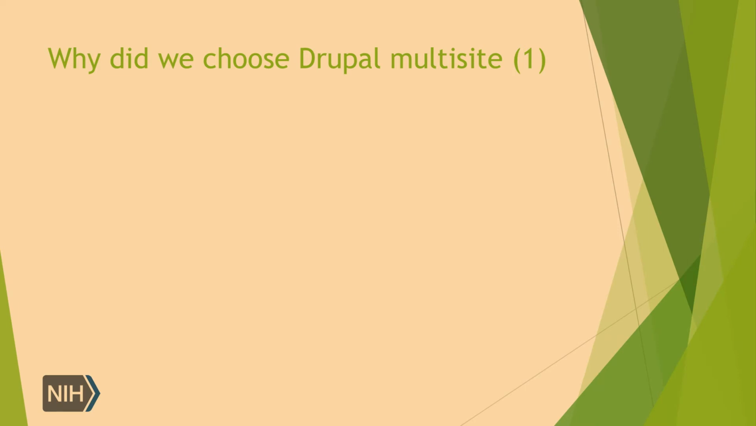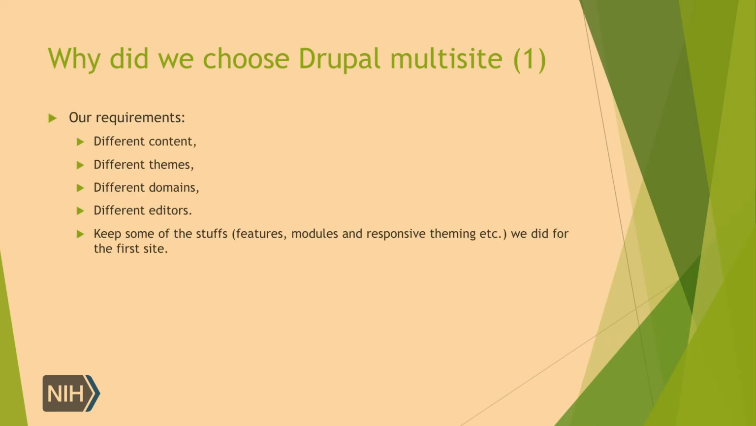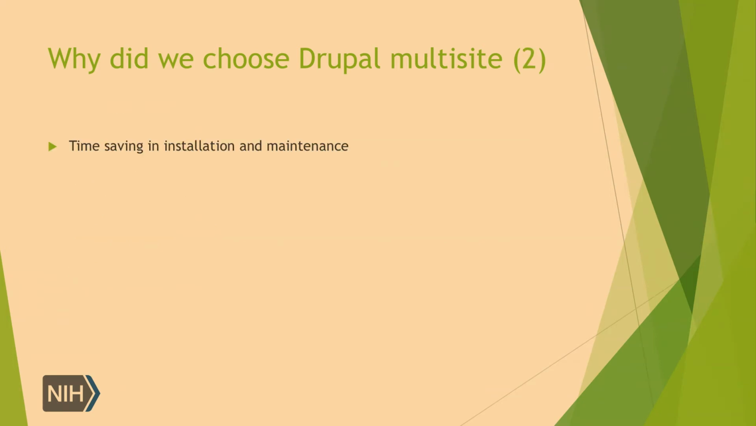So why did we choose Drupal multisite? In our situation, we have one main site, www.nih, and we have a list of other sites. Each site has different content, different themes, different domains, and different editors. However, because we are a small team, we want to keep up some of the good stuff we did for the first site and reuse that for the other sites. We also have limited resources. All the sites are hosted on the same server. So by choosing Drupal multisite, it saves time for our installation and maintenance down the road.